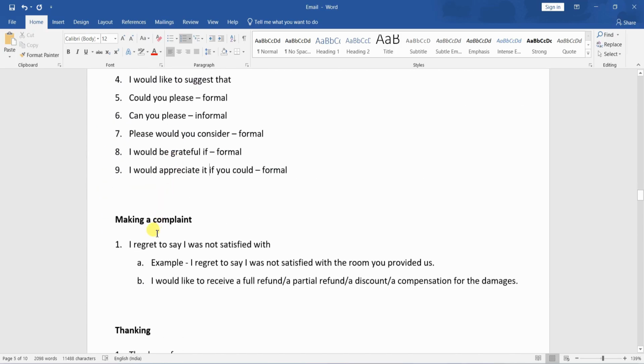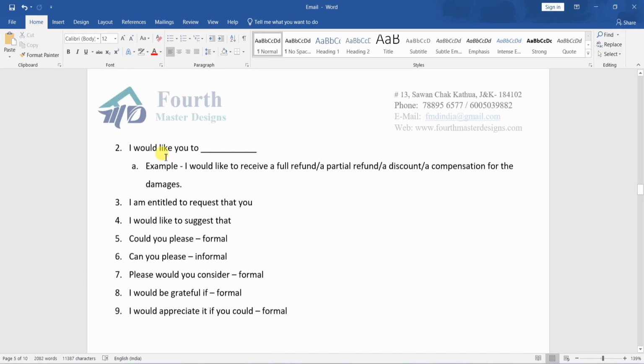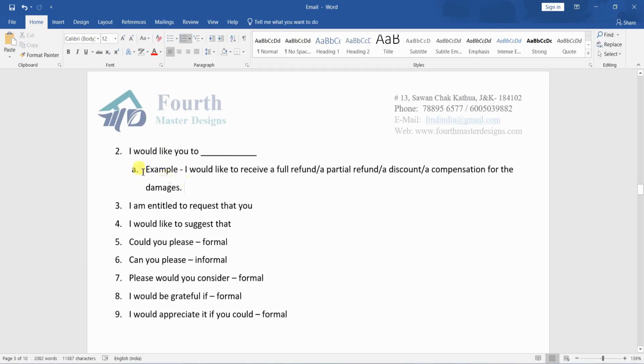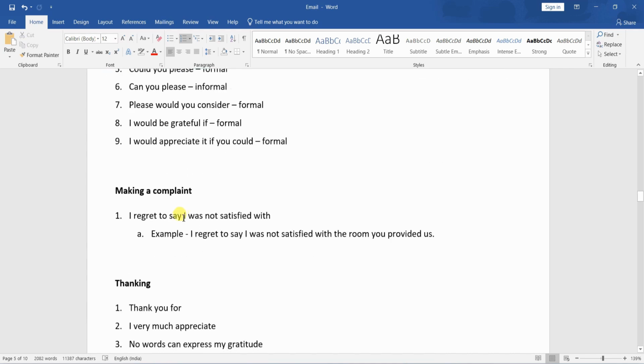Then making a complaint. Well, this is like satisfaction. I really like to say "I was not satisfied with the room service." "I was not satisfied," whatever. Now this particular example is not of this one. This example is here, okay, leave it. Now I can't say like this is making a complaint. You are showing your dissatisfaction towards something.